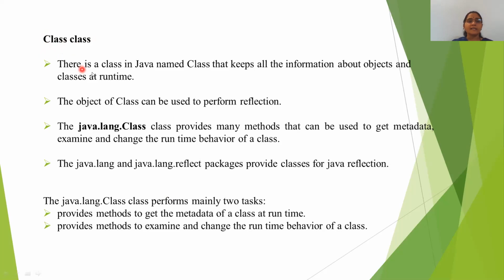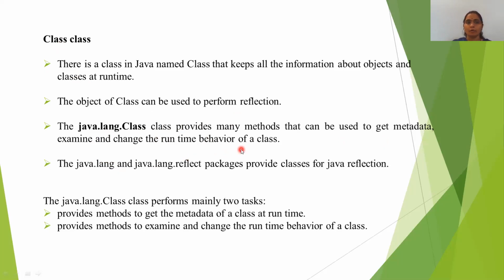You note down: there is a class in Java named Class that keeps all the information about the objects and classes at runtime. So what does this particular class consist of? It consists of the information about the objects and classes at runtime, meaning at runtime, what are the different kinds of classes and objects that are going to be under the inspection of the reflection. That you have to know. The object of Class can be used to perform the reflection. java.lang.Class provides many methods that can be used to get the metadata, examine, and change the runtime behavior.